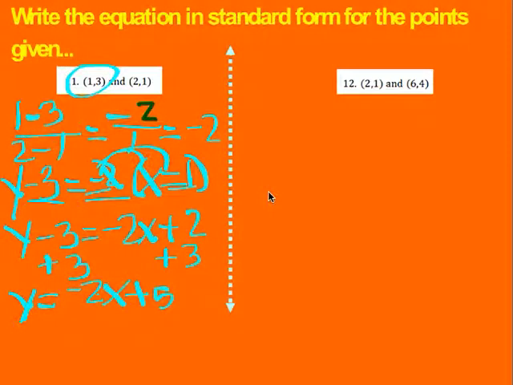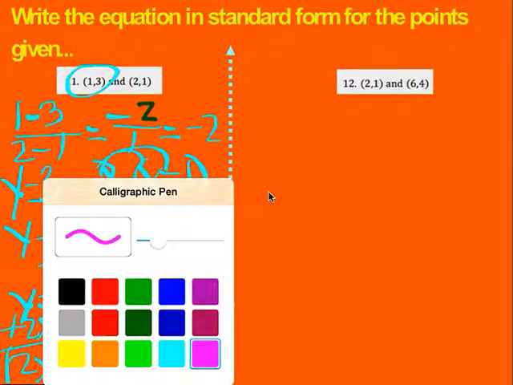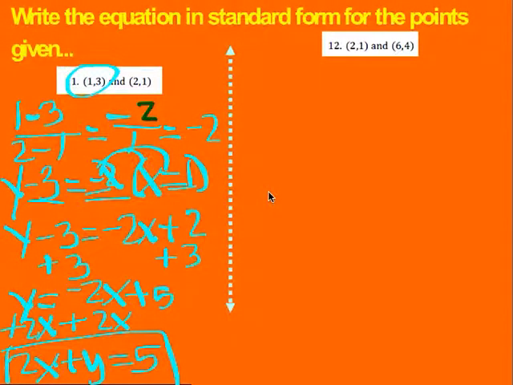I just want to take a second and point out that that's slope-intercept form. But now I want standard form, so I'm going to go ahead and add 2x over to the other side. So then I get 2x plus y is equal to 5. So that right there is my final answer for number 11. Last but not least, let's do number 12. Okay, so on number 12, we're going to do y2 minus y1 over x2 minus x1.